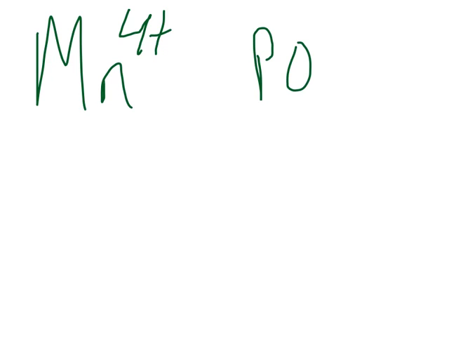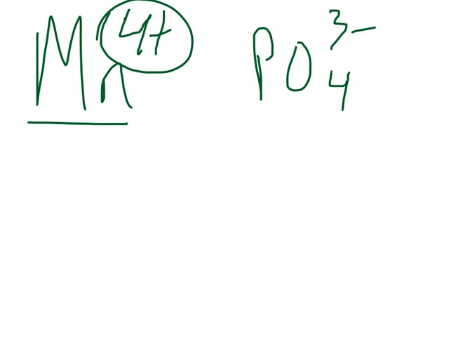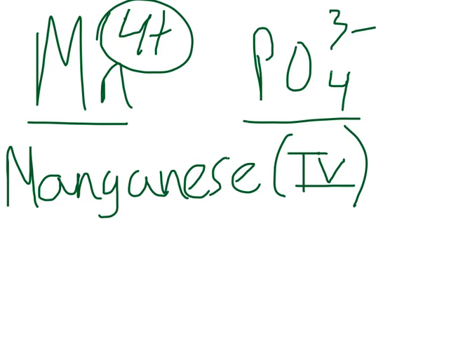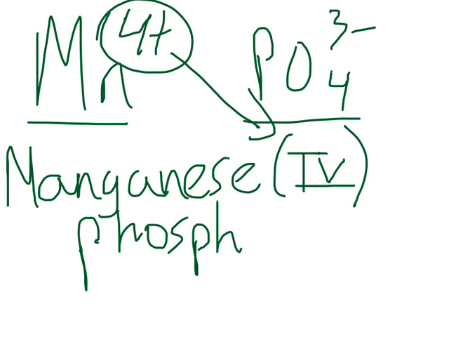Now, we know we have Mn 4 plus, and we have PO4 3 minus. So, how do we name this? Well, remember, when you use the stock system, the Roman numeral is, in fact, the charge of the metal ion. So, this is manganese, this is phosphate. The name of this is going to be messy: manganese 4, because of the 4 plus charge, right? Phosphate. That is your reverse crossover method, and it works for naming multivalents.